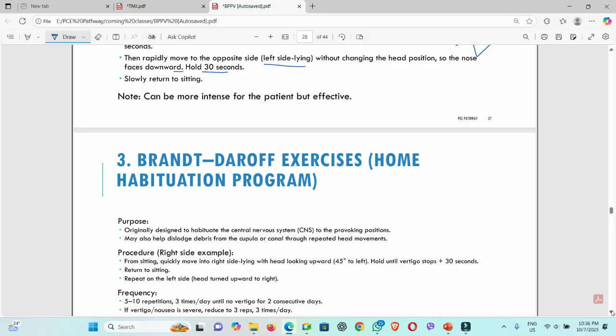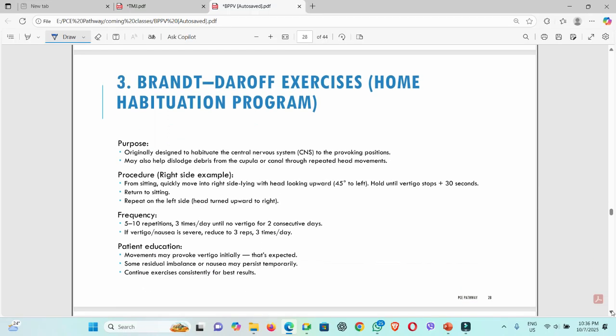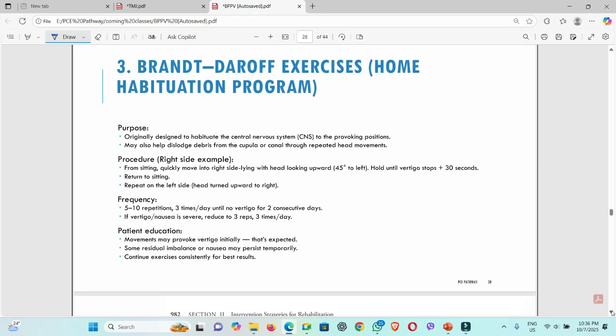Next is the Brandt-Daroff exercise, a home habituation program. The purpose of it was originally designed to habituate the central nervous system to the provoking positions. It may also help dislodge debris from the cupula or canal through repeated head movements. Basically, we are dislodging it from the canal and cupula and throwing it back to its original place.